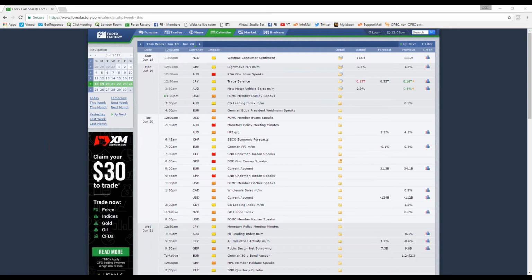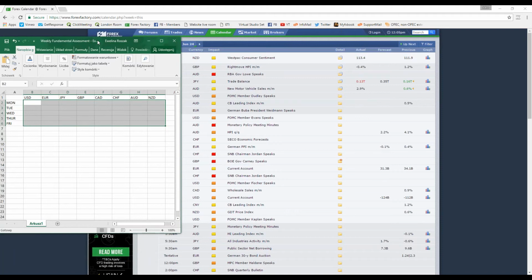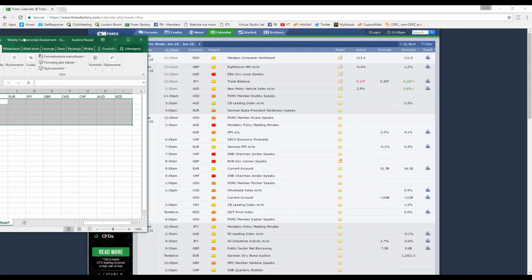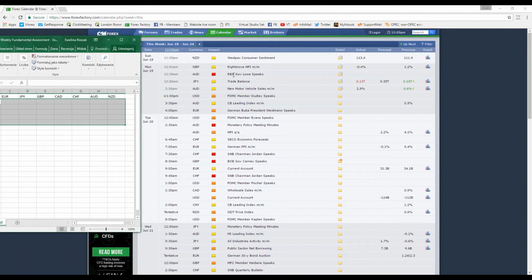So looking at the fundamental data for the upcoming week, we can bring in our weekly fundamental assessment spreadsheet. On the Monday, which is today, we can see very little. We have the RBA governor speaking. However, this was not expected to be significant. You can see it's already passed now. So for Monday, we don't have any real major announcements or news expected for today.